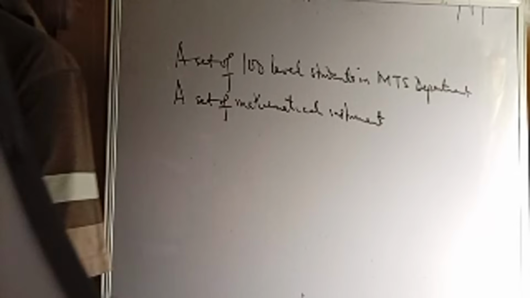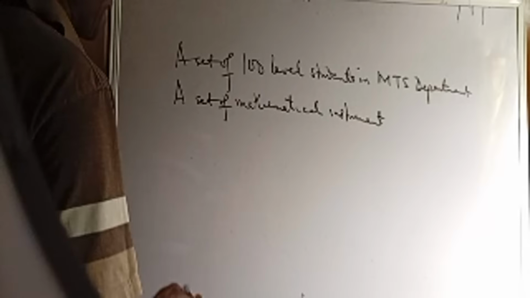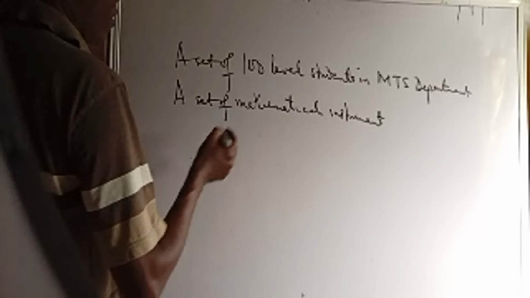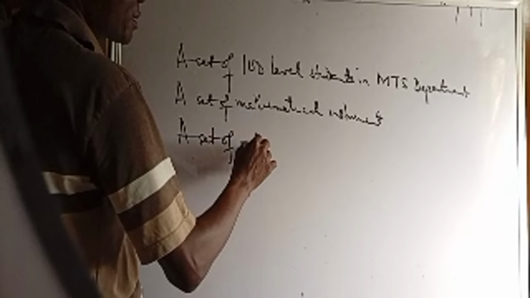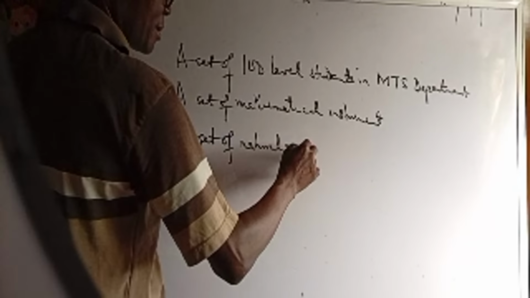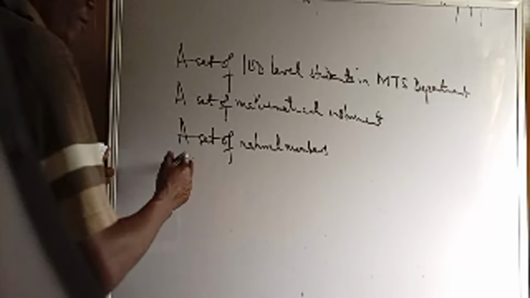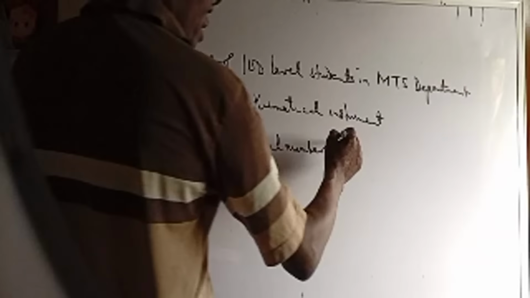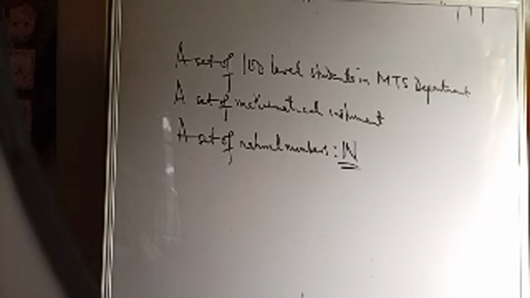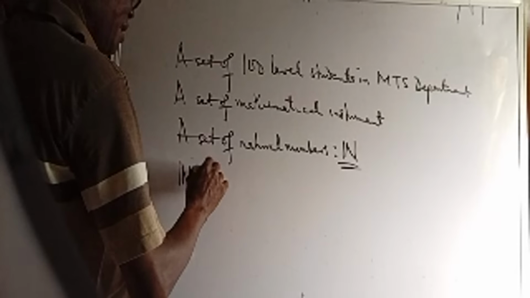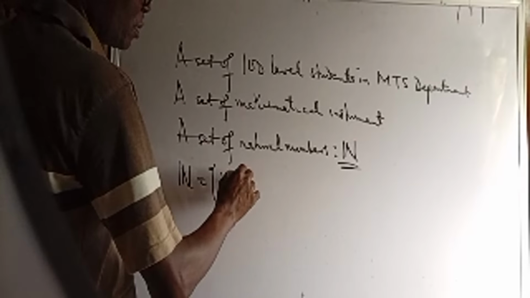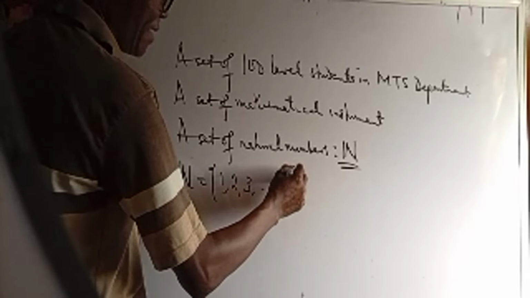But if I say, let's say, a set of natural numbers, we use capital N this way to represent the set of natural numbers. Can we list all natural numbers? Let's try. Natural numbers start from 1, 2, 3. Oh yeah, you can never list all of them.